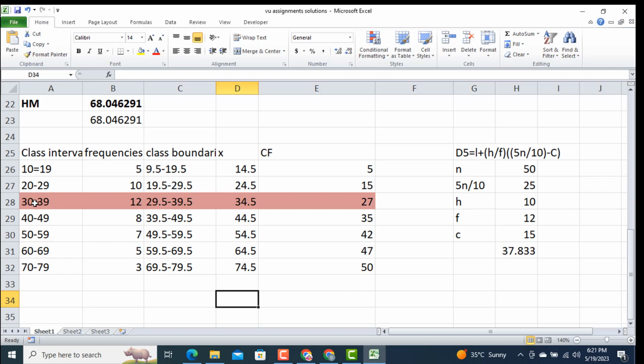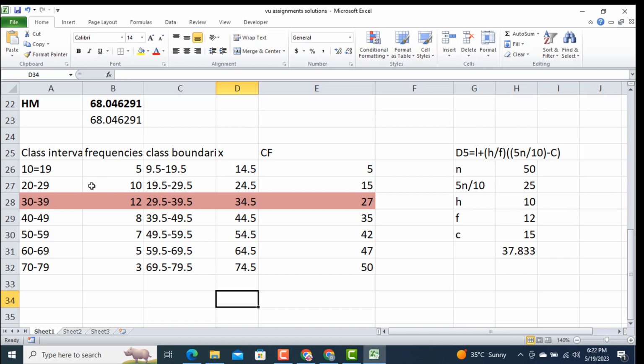And here we need to convert these groups into class boundaries. How will we get this? By subtracting the upper class value of the previous class from the lower class value of the next class. So 20 minus 19 is 1, divided by 2, which is equal to 0.5. So subtract 0.5 from the lower limit and add 0.5 to the upper limit of every class. So 10 minus 0.5 is equal to 9.5, 19 plus 0.5 is equal to 19.5.